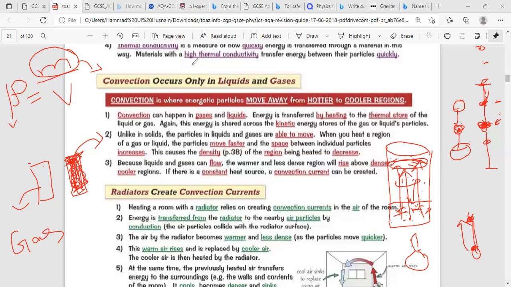So after it loses energy, it moves down. The energy decreases after time.